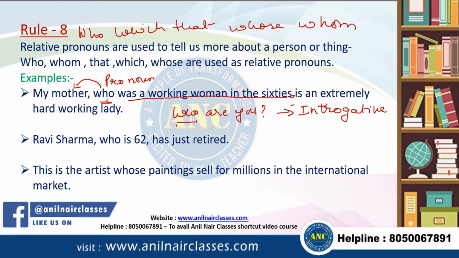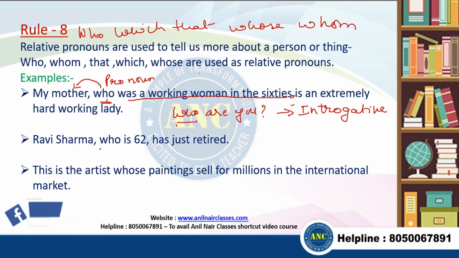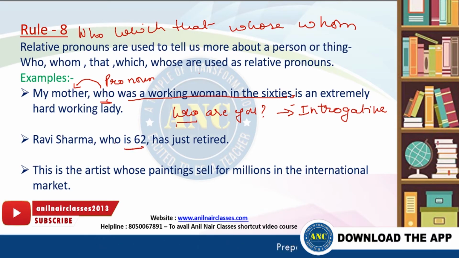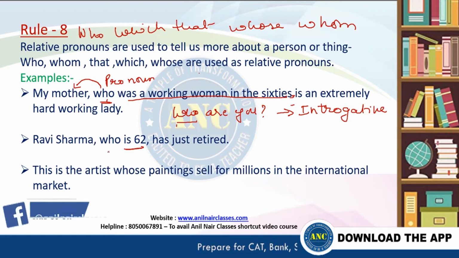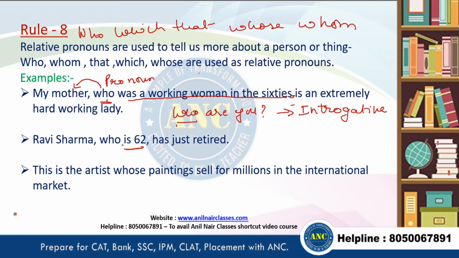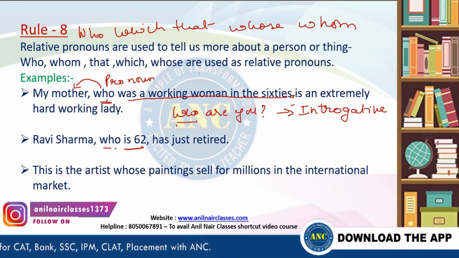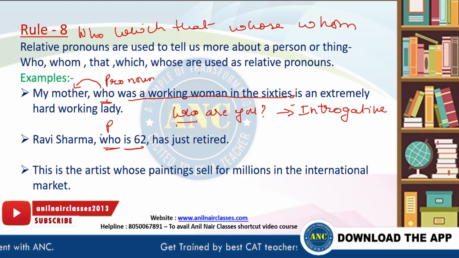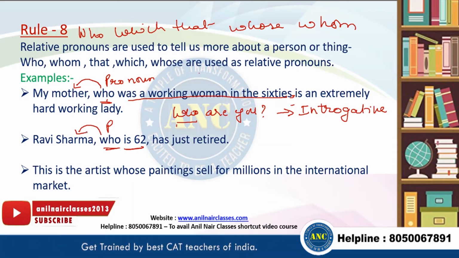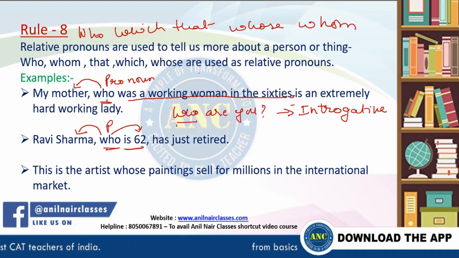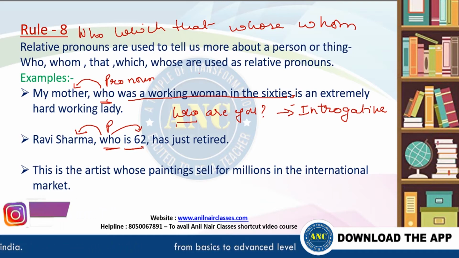So don't get confused. Ravi Sharma, who is 62, has just retired. Now the word 62, what is the connection between Ravi Sharma and 62? That Ravi Sharma's age is 62. Now which word is helping me to know that? The word who, a relative pronoun, is showing me the connection between the noun Ravi Sharma and his age 62, that Ravi Sharma retired at the age of 62 only.